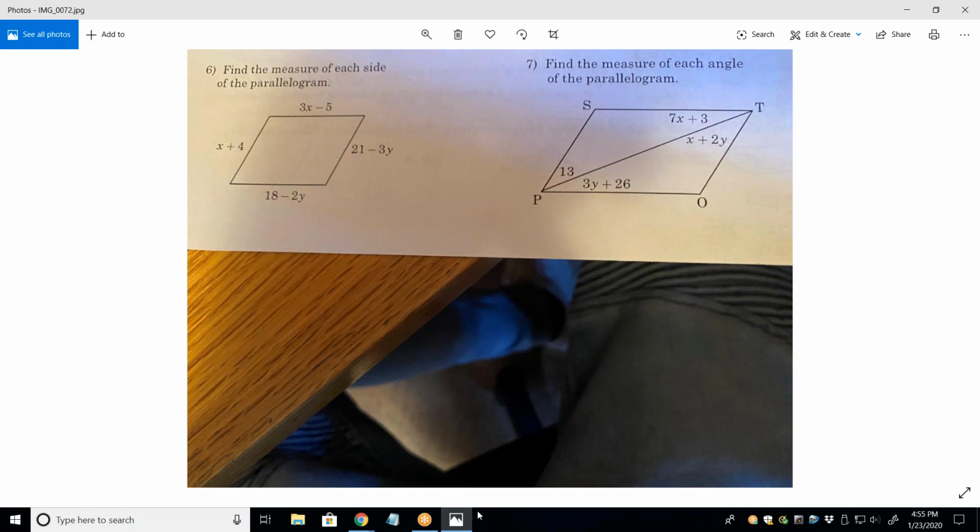13 plus 3y equals 26. No. 13 equals 3y plus 26. You will subtract the 26. That will give you negative 13. That's y equals negative 13 divided by 3, which is negative 4.3.